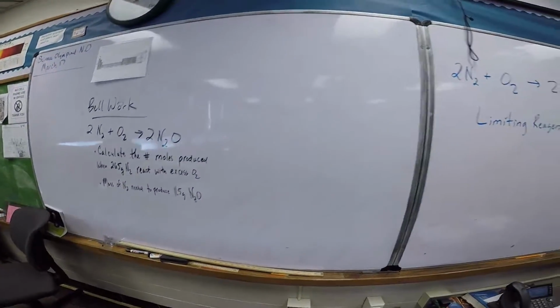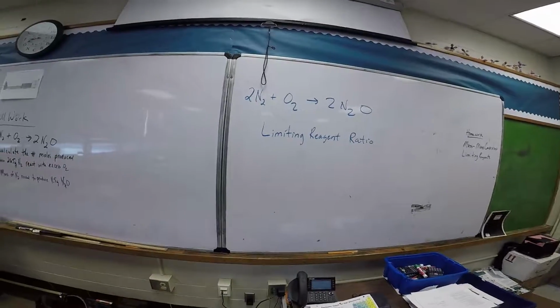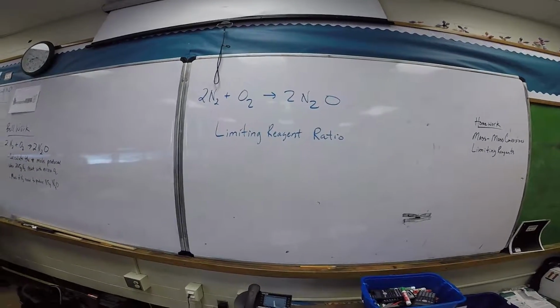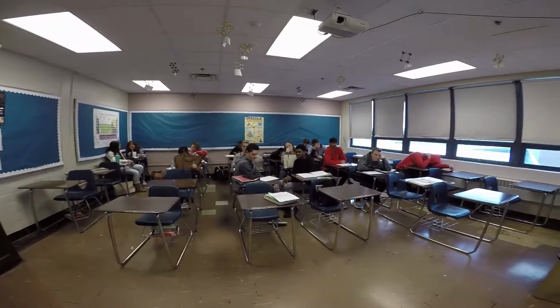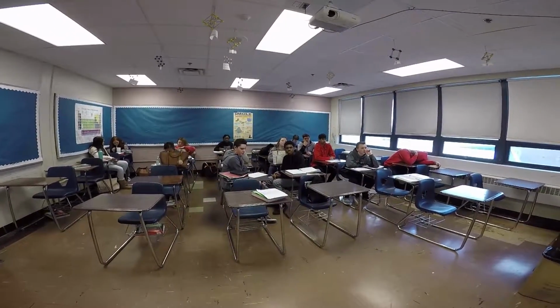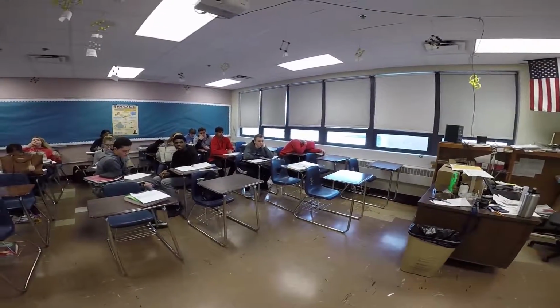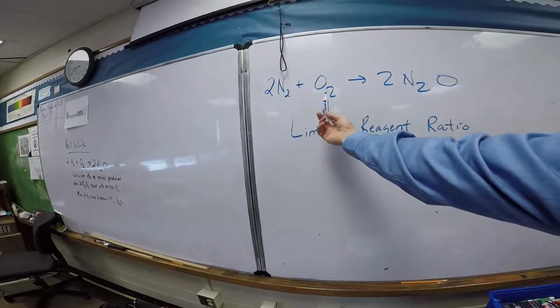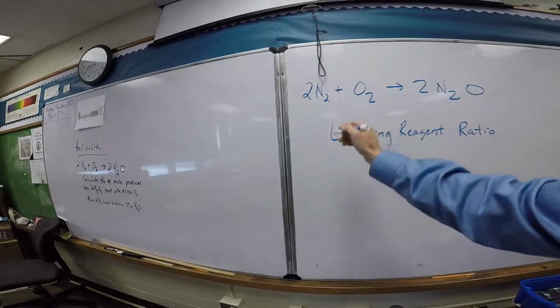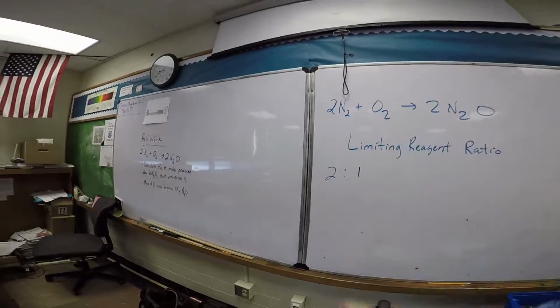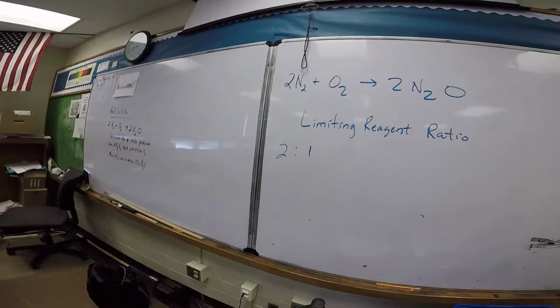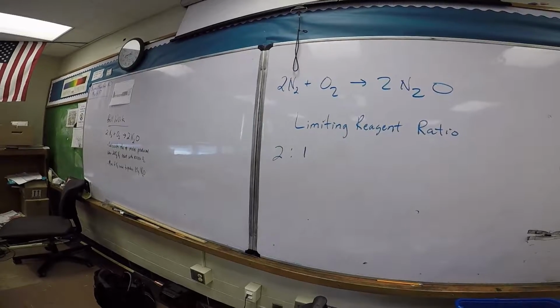Reagents, right? So here we have one of the problems from your homework. When I look at limiting reagents, I always address the limiting reagent ratio. So if you look at the reactants, what's the ratio there? It's a 2-to-1 ratio. There's a 2-to-1 ratio of the N2 to the O2. Does everybody see that? You might not see that.